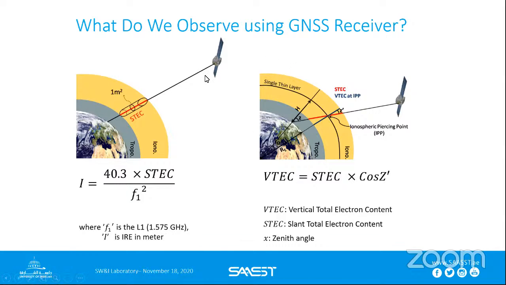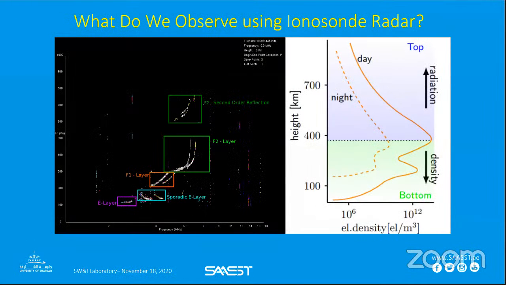So we map the slant content to the vertical content through very simple mathematics. And then we use this vertical total electron content in our calculation, and that tells us how much ionosphere is above us and how much delay it will produce at a certain time. So this is a basic calculation we do through GNSS.